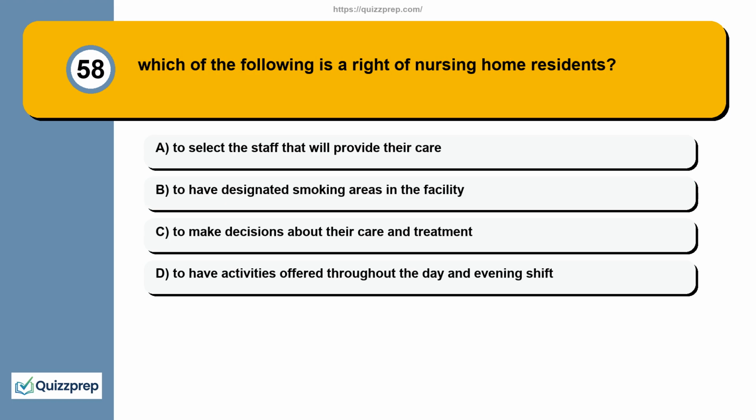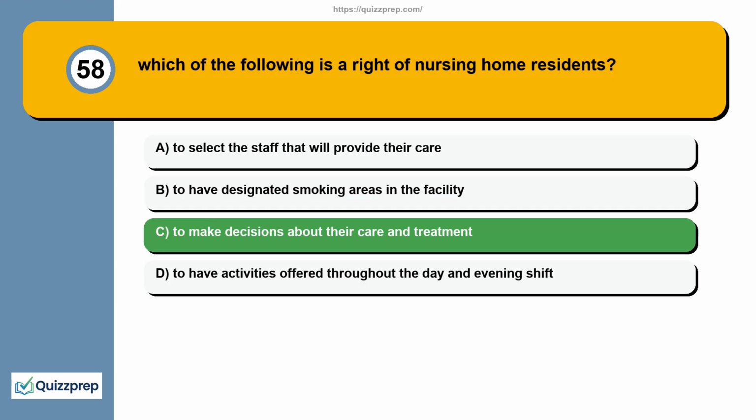Question 58. Which of the following is a right of nursing home residents? Option A, to select the staff that will provide their care. Option B, to have designated smoking areas in the facility. Option C, to make decisions about their care and treatment. Option D, to have activities offered throughout the day and evening shift. The correct answer is option C, to make decisions about their care and treatment.